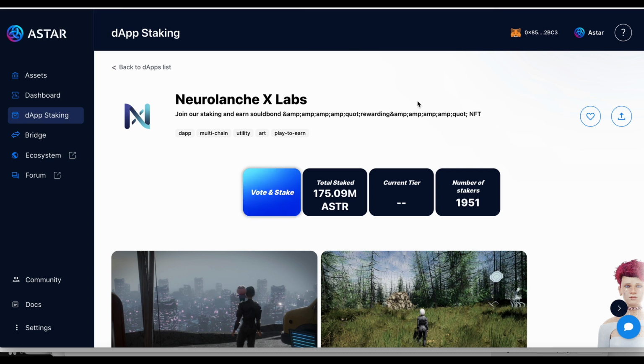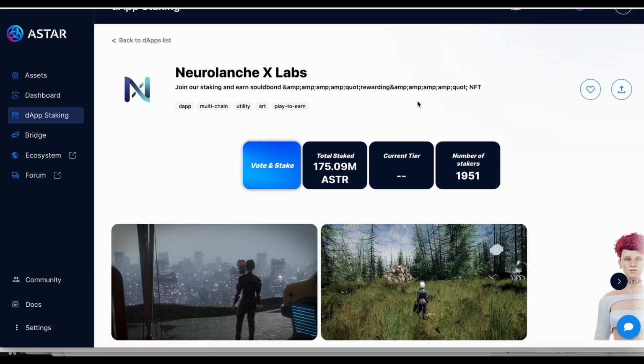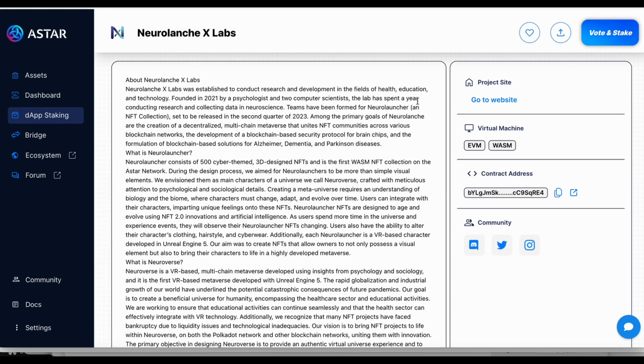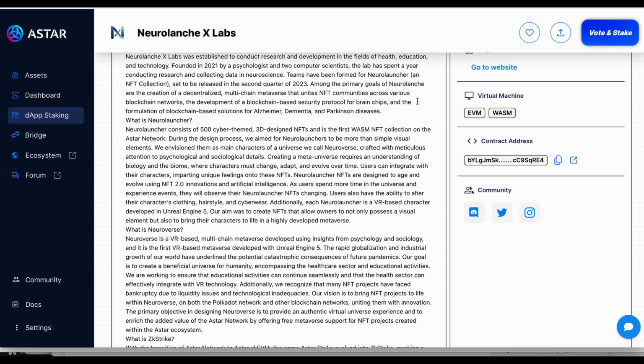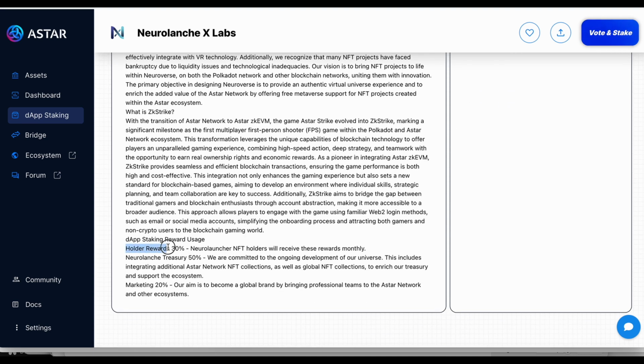The second one is Neuron Launch. I think I have made several videos before about Neuron Launch. To stake on Neuron Launch, there are some very interesting things that you will get. It's basically that Neuron Launch had 500 NFTs. If you hold the NFT, you are going to get the rewards. Also, this is 30%, the 50% would be for the Neuron Launch treasury, and another 20% for marketing. But what's more important is if you stake on Neuron Launch, they are going to have the new token, and you can get the new token from your staking.